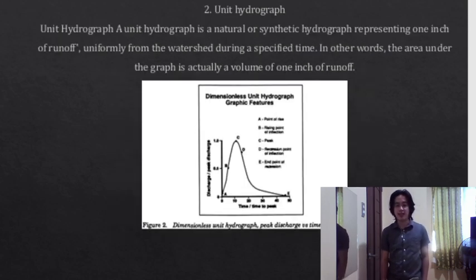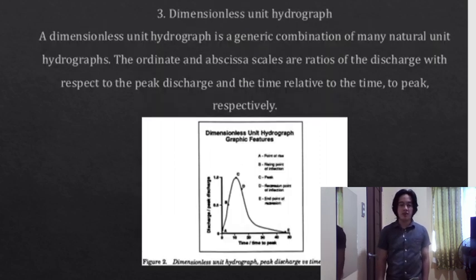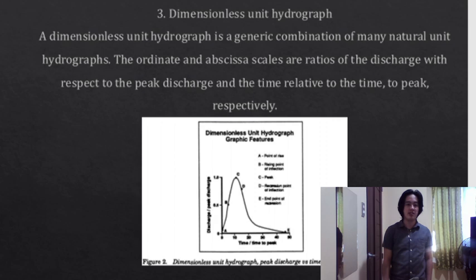And the second is the unit hydrograph. The unit hydrograph is a natural or synthetic hydrograph representing 1 inch of runoff uniformly from the watershed during a specified time. In other words, the area under the graph is equal to the volume of 1 inch of runoff.